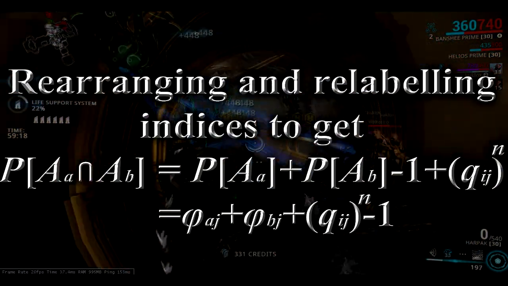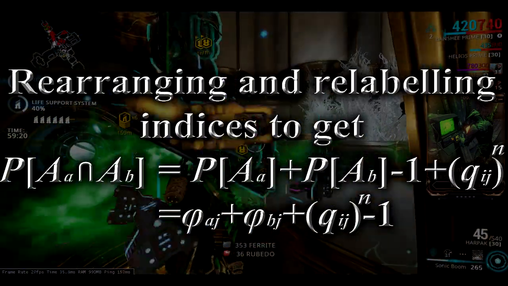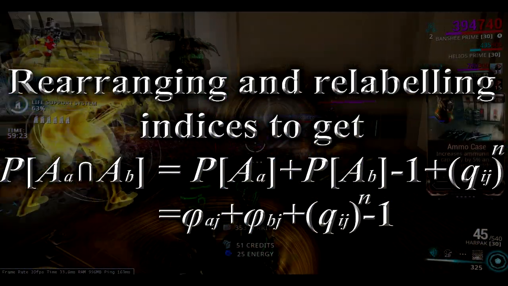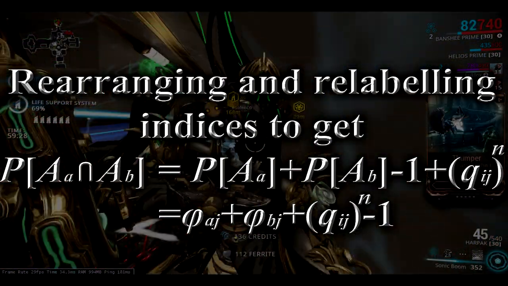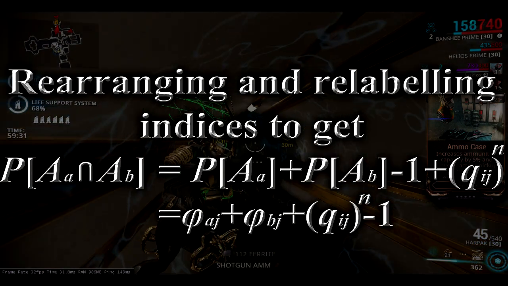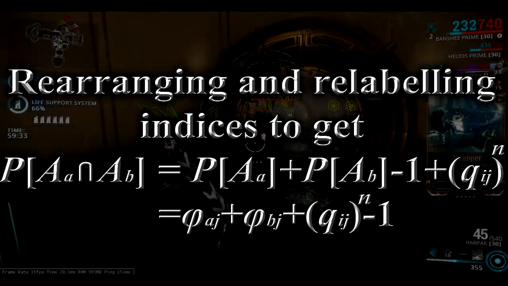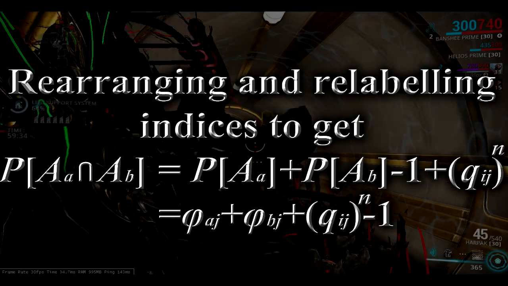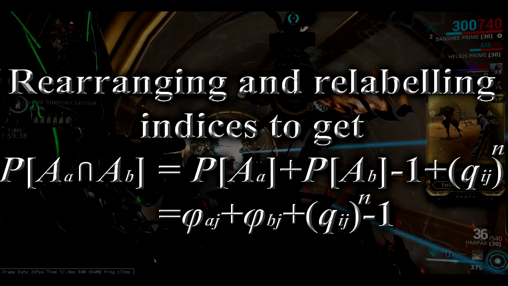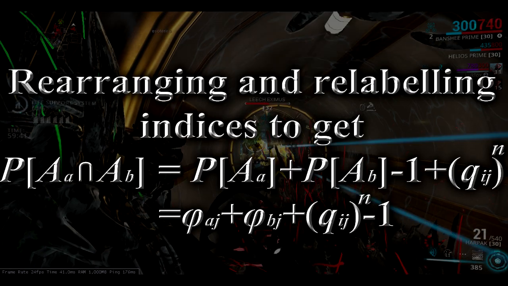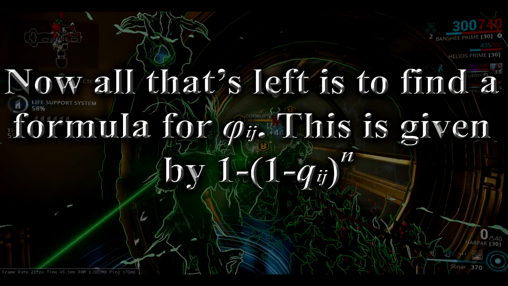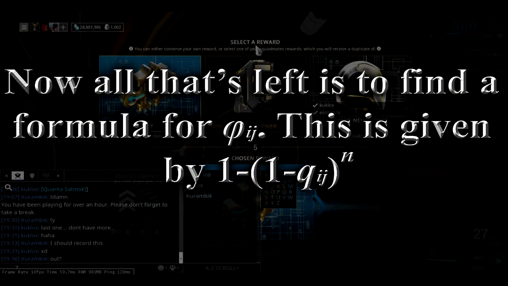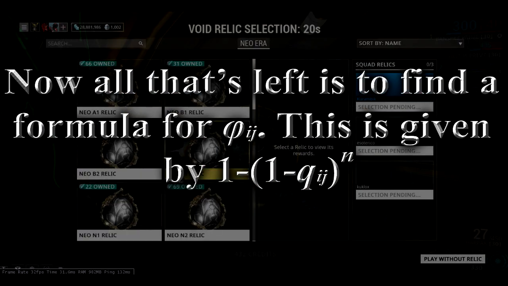By the definition of the probability of AI, the probability of AI is equal to phi ij, as we defined previously. So we can just substitute in, and the probability of A sub A intersection A sub B is phi aj plus phi bj plus qij to the n minus 1. And I know phi bj sounds really funny. Now, all that is left to find is a formula for phi ij. Obviously, this is given by 1 minus, open bracket, 1 minus qij, close bracket, to the power of n, as you can see on the screen.